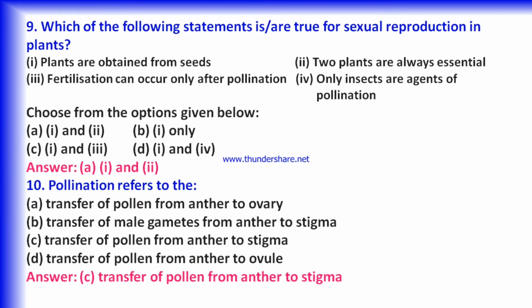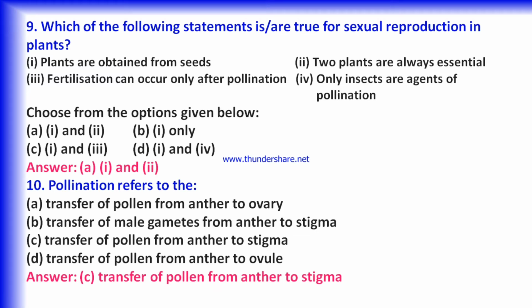Next question: which of the following statements are true for sexual reproduction in plants? 1, plants are obtained from seeds. 2, plants are always essential for reproduction, like human beings or like animals. 3, fertilization can occur only after pollination. 4, only insects are agents of pollination. Here choose from the options given below. That means 1 and 2 are correct. Only option 1 is correct. Options 1 and 3 are correct. Options 1 and 4 are correct. So what is the right answer?